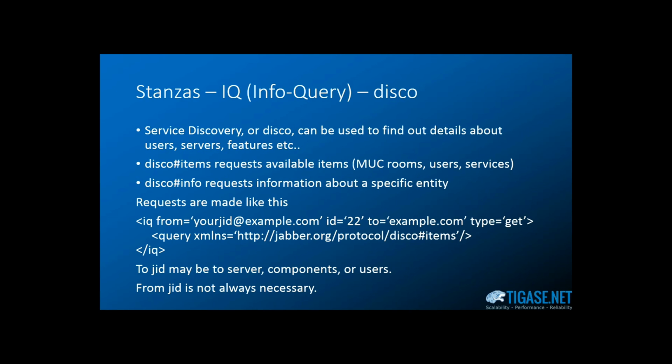The requests are made in this particular fashion, with an IQ stanza with a from and a to JID. For example, we're sending it to example.com with a type of get, followed by the query XML namespace of disco#items. The to JID may be a server, component, or users. However, the from JID is not always necessary in all IQ stanzas. Let's go over an example and take a brief look.